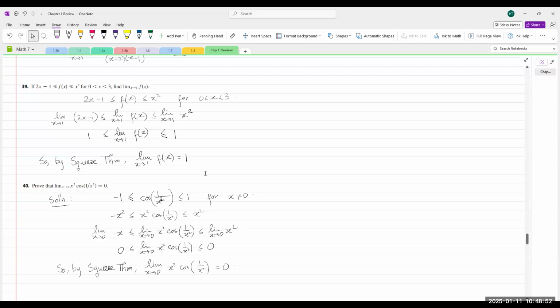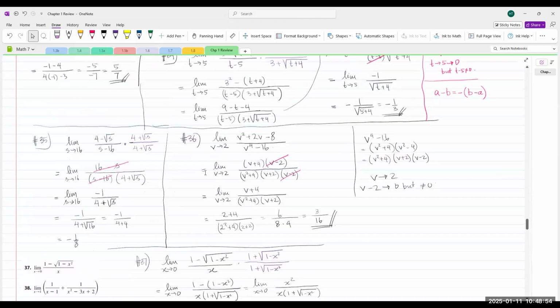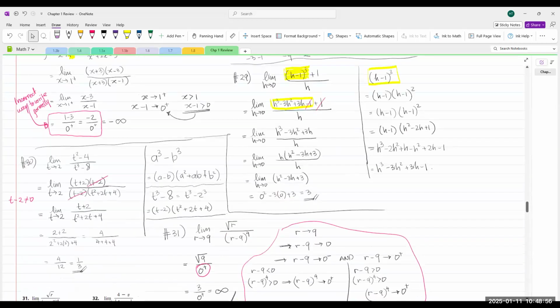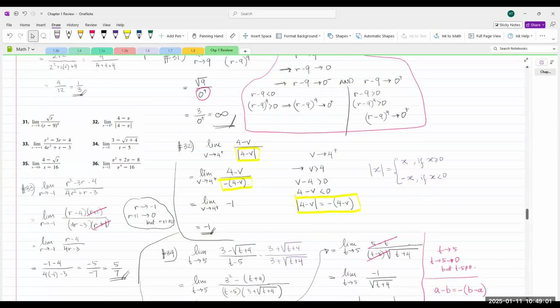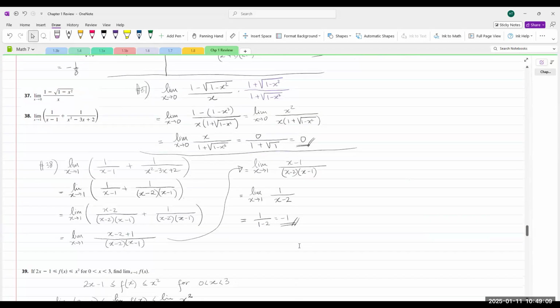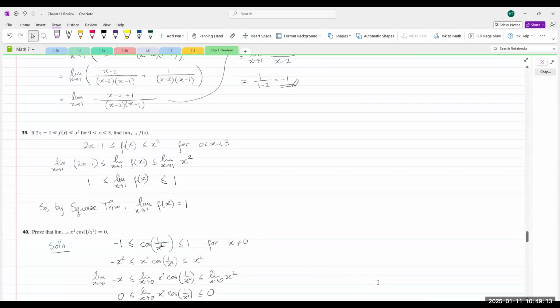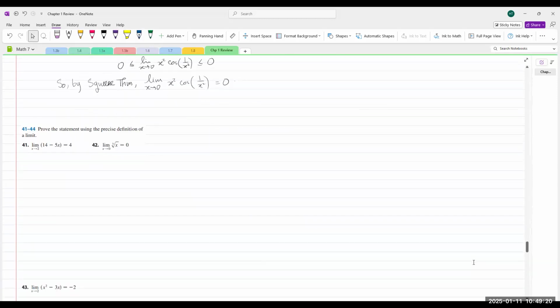That's for number 40. Oh, by the way, did I circle this, 25 to 38? Actually, everything here also, I like this. Okay, as I remember, everything after this is the type of question you should expect in your tests. Now, number 41 to 44.